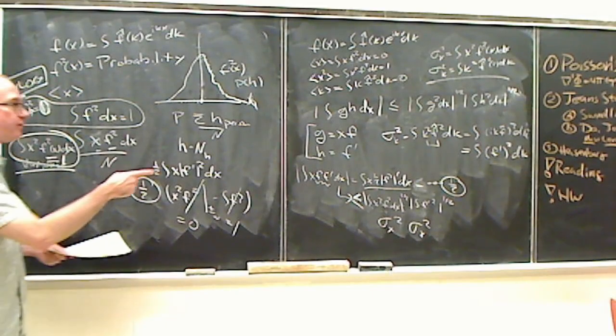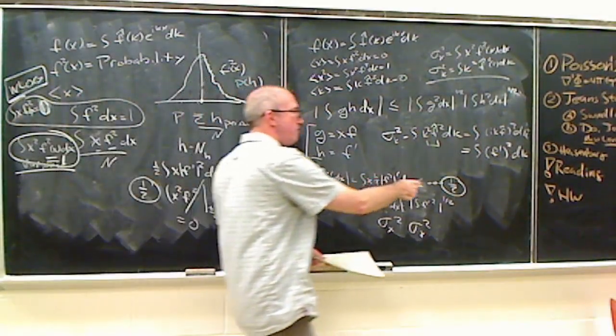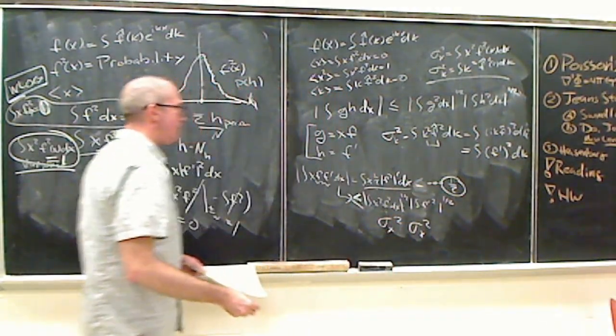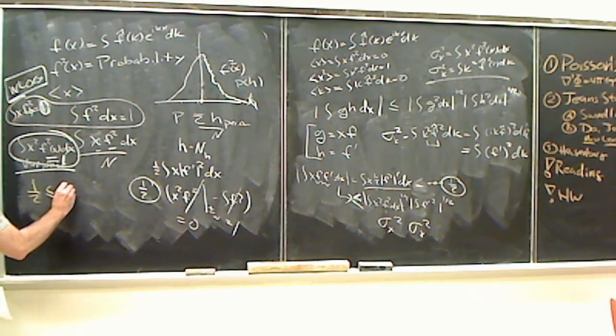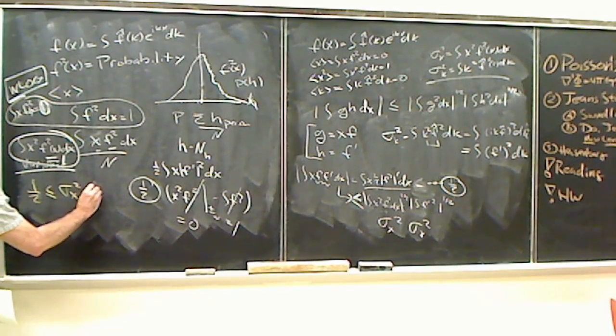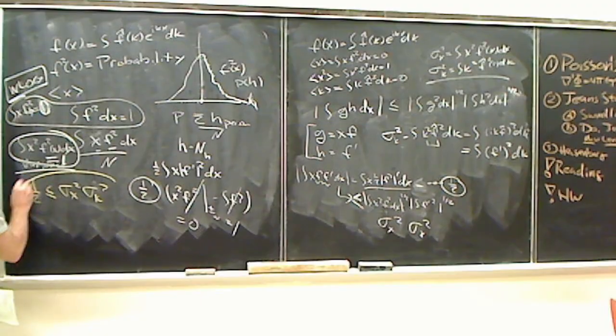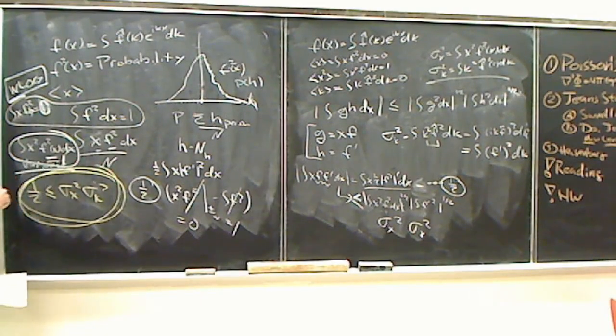And so then what I'm left with, when I pick up all the pieces, I get a 1/2 on the left side, and I got a sigma x sigma k squared. So I'm left with 1/2 is less than or equal to sigma x squared sigma k squared. And we're done. So what does this say?